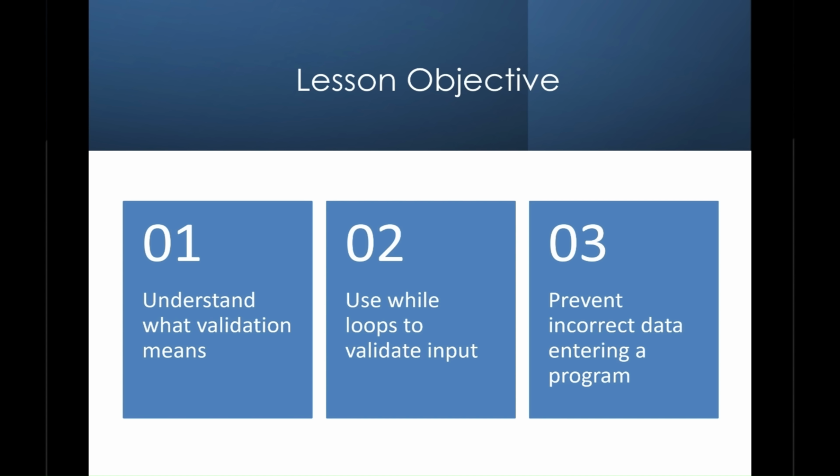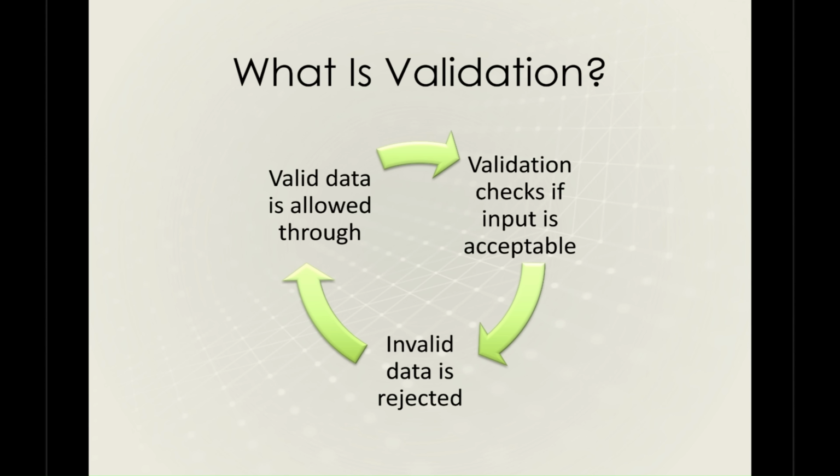But what is validation? Validation checks whether input is acceptable. If data is invalid, the program rejects it. If data is valid, the program continues. Validation protects programs from bad data.